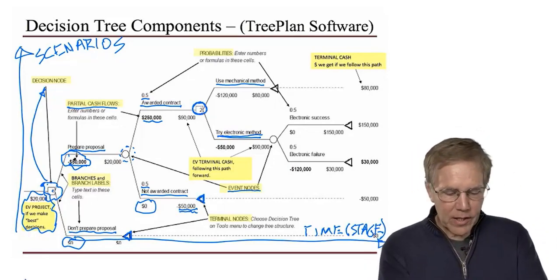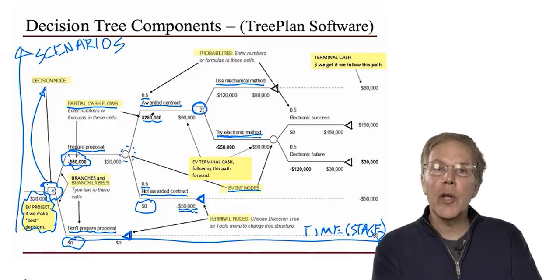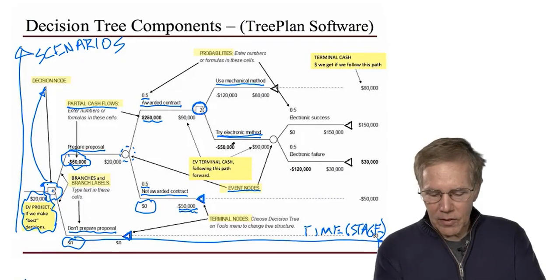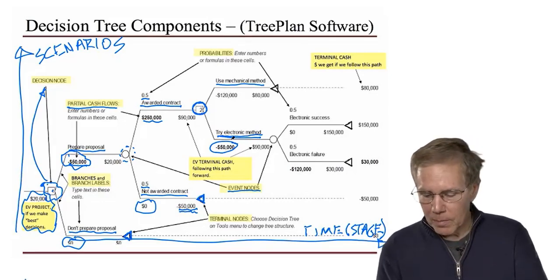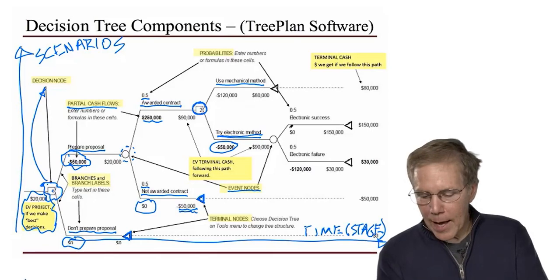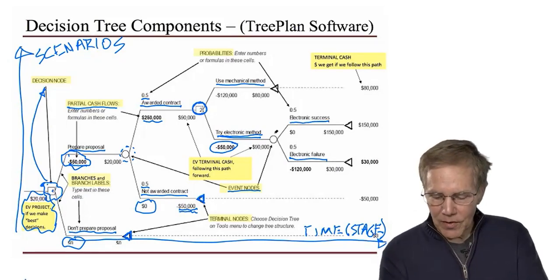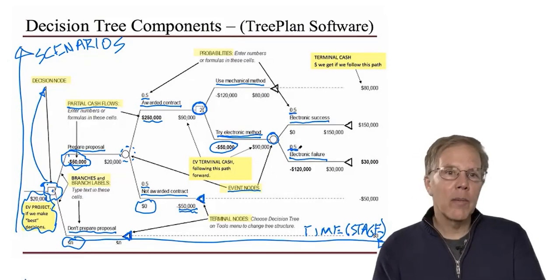So let's say we decide to prepare a proposal. 50% probability we'll be awarded the contract, 50% we won't. Let's say we are awarded the contract. We have to decide whether or not to use the mechanical method or the electronic method. And the decision tree is saying choose the electronic method, in which case we're going to have to spend $50,000 of our own money to help develop that. And then what could happen at this point is the electronic method could work or the electronic method could fail. What does that mean here? It means that we have another event node with, again, in this case, 50% probability.